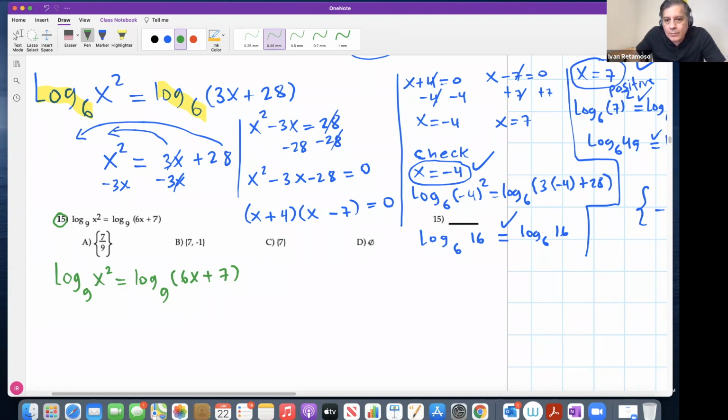Sometimes the students ask me, Professor, what is this symbol here? This is called phi, and it means no solution. So in case you check your solutions and none of them checks, you gotta use this. It's not 0. It means just no solution. It's a 0 with a slash. Mathematicians use this symbol to express that there is no solution. For number 15, let's double check.